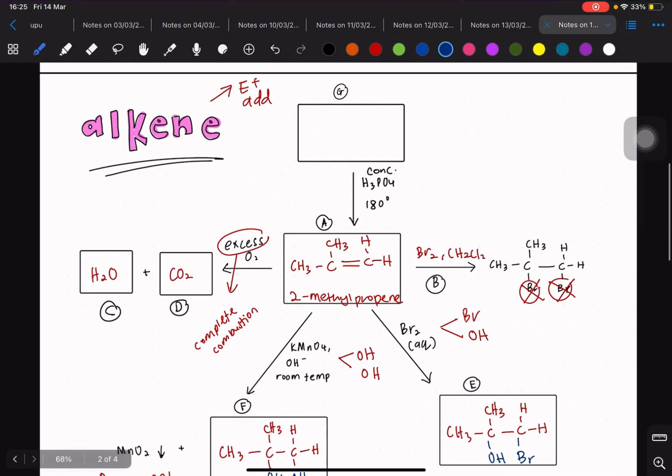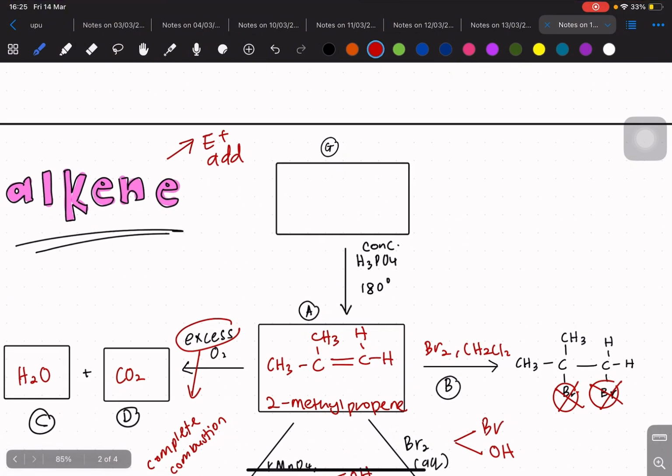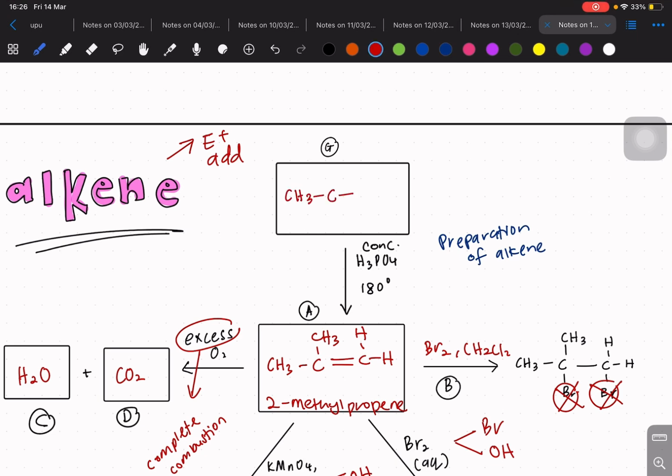Lastly, we have this one from G to A. From G to A, we know that this is actually a preparation of alkene. And when the reagent is concentrated H3PO4 at 180 degrees Celsius, we know that the original compound was an alcohol. So this alcohol undergoes dehydration. We just need to reverse the process, and we will add H and OH over here.